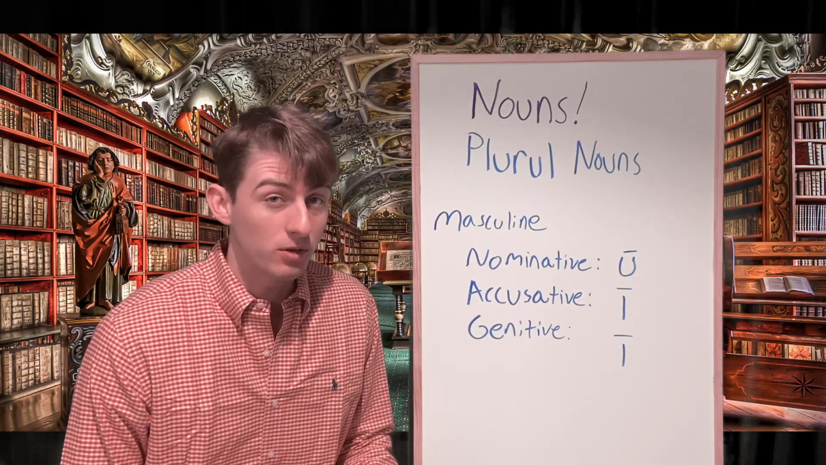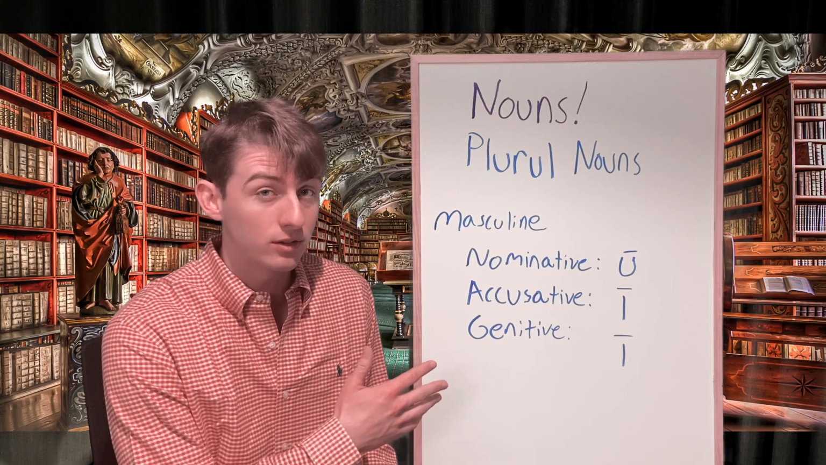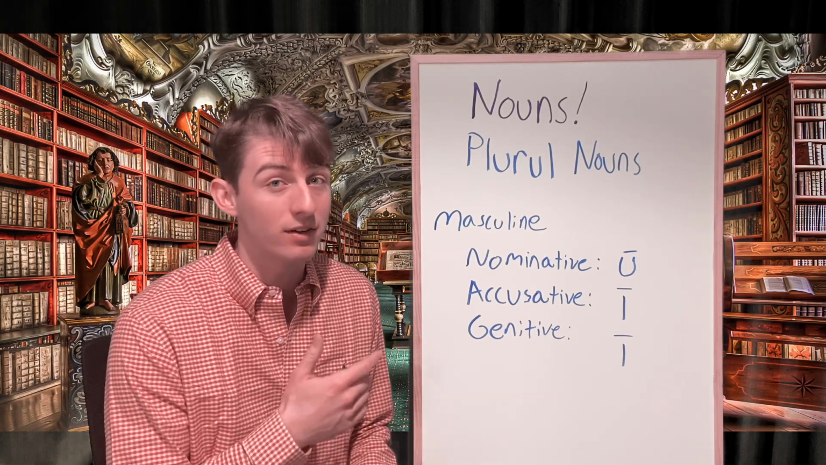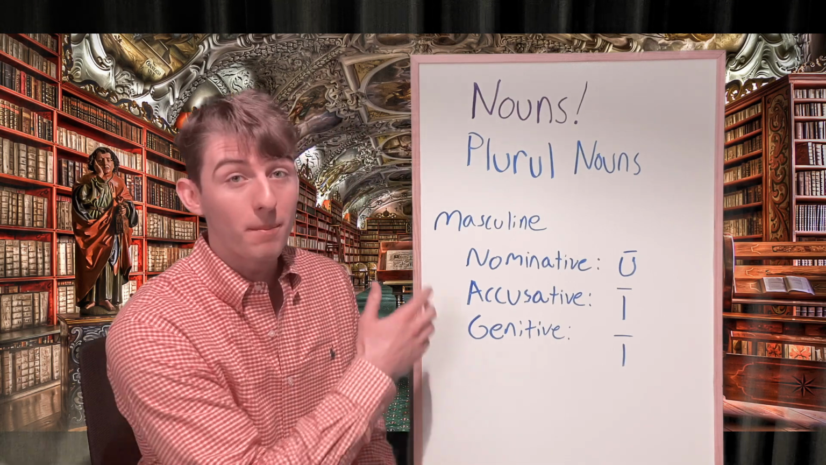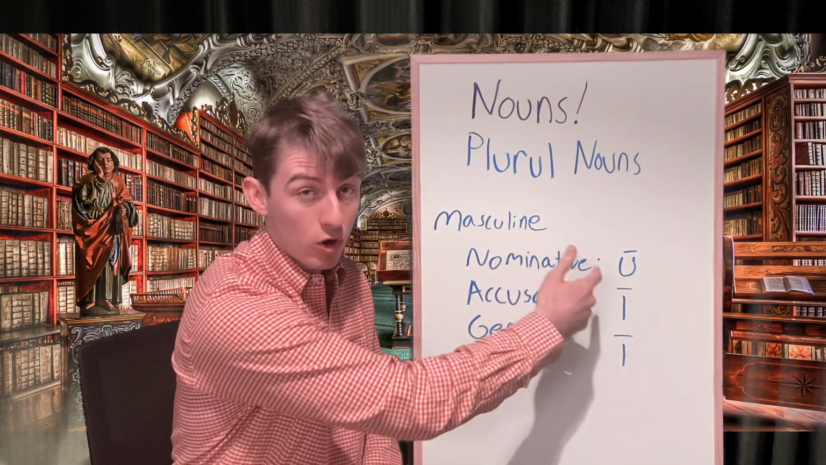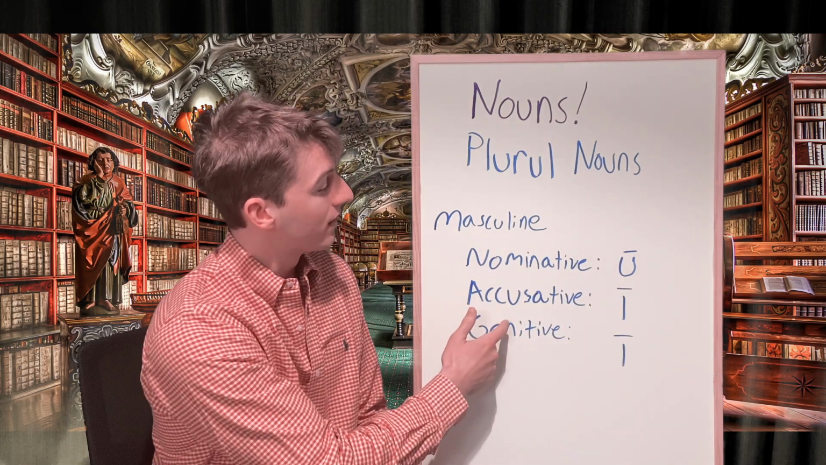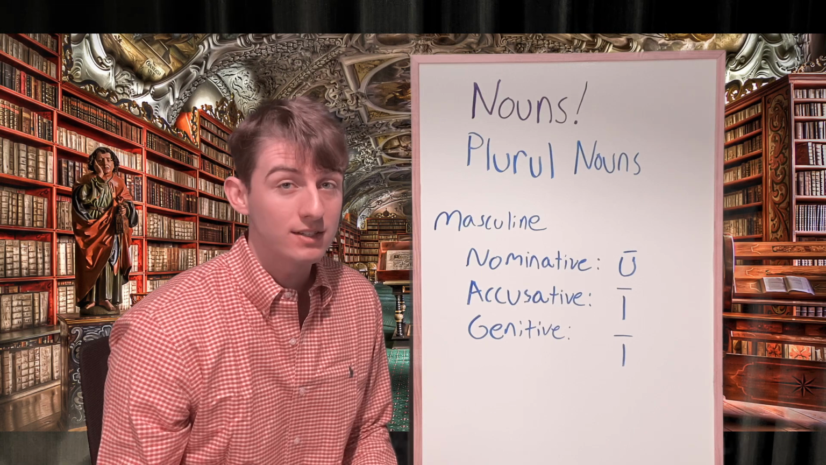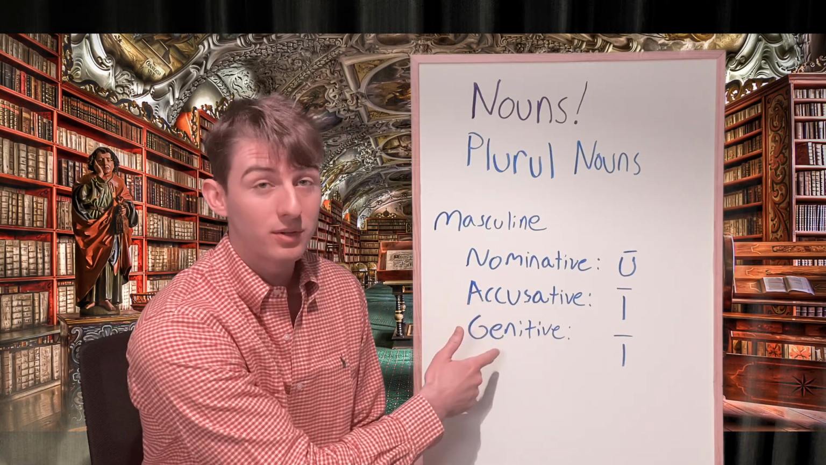So next, let's talk about plural nouns. Plural nouns are going to use different case endings, and that's how we're going to be able to identify that this noun is plural. So as you can see, for masculine plural nouns, the nominative case ending is going to become a long U, and the accusative and the genitive case endings are both going to be a long I. So we're going to have to use context to differentiate between these two case endings.